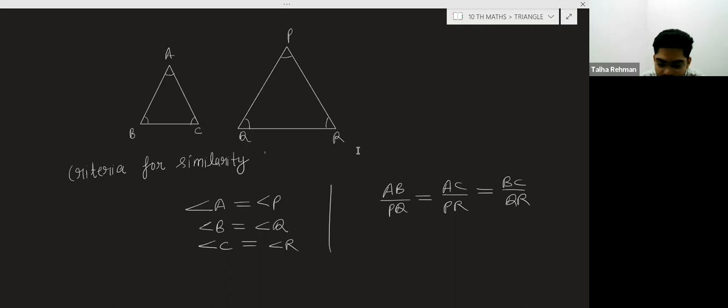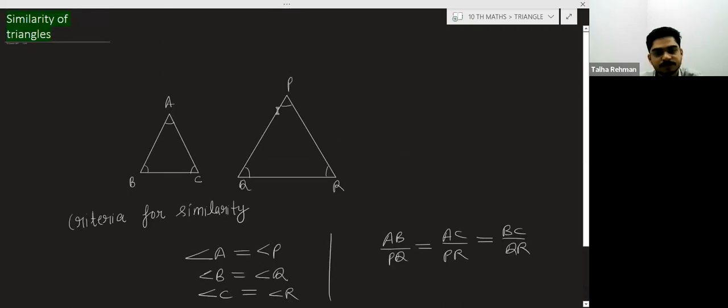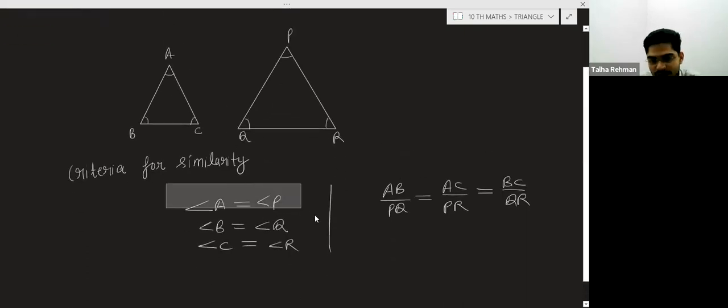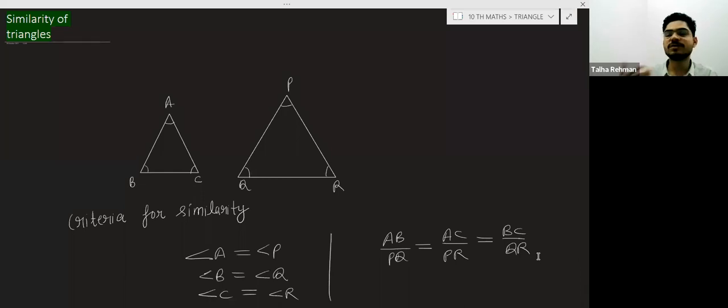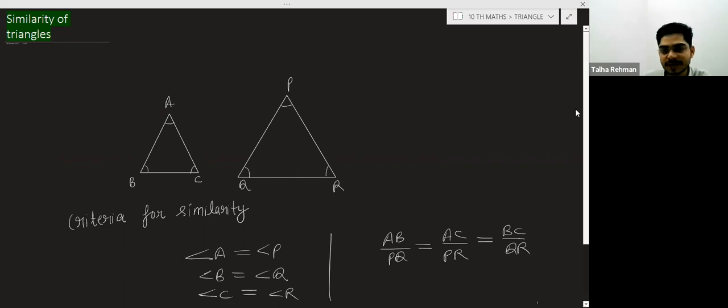Now we will discuss the criteria of similarity of triangles. This is the criteria when you have the information of angles and the ratio of the sides. But there are problems in which sometimes we have the information of the angle, sometimes the information of the side, sometimes one angle and one side. So in that case, what should we do? For that case, we will study different criteria.